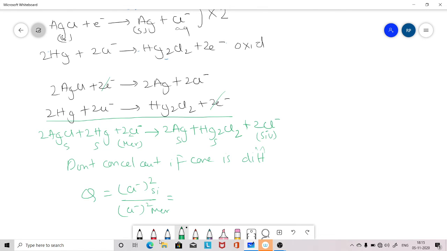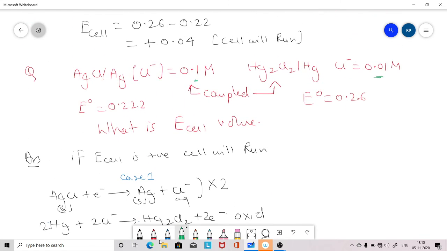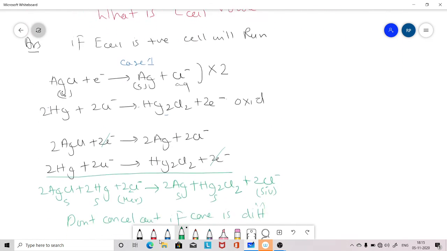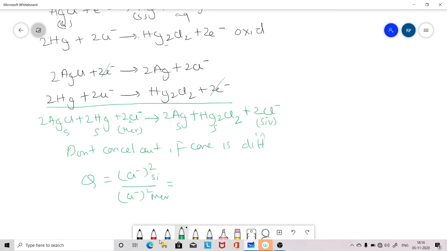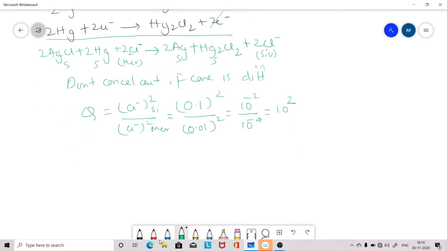We can write this as chloride ion from the silver, which is 0.1, and from mercury it is 0.01. So 0.1 whole square upon 0.01 whole square, that will come 10 to the power minus 2 upon 10 to the power minus 4, so that will become 10 to the power 2, ultimately Q.